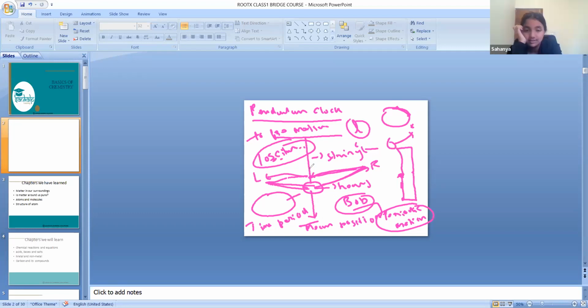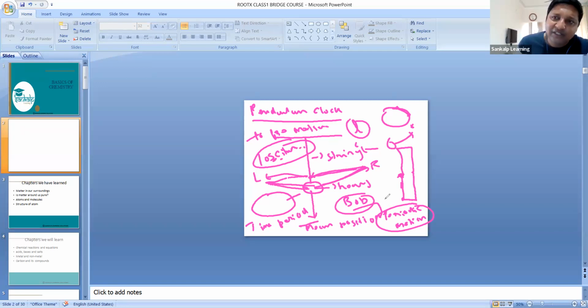Understood? So for one oscillation, suppose it is taking 10 seconds. Then for the second oscillation also it will take 10 seconds, and the third oscillation it will take 10 seconds. So here we are trying to measure the time based on the time period of the simple pendulum. In simple pendulum, you need to understand three words: one is oscillation, second is time period, and third is periodic motion.